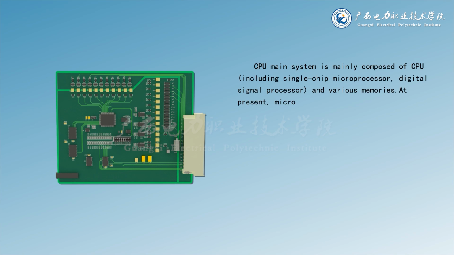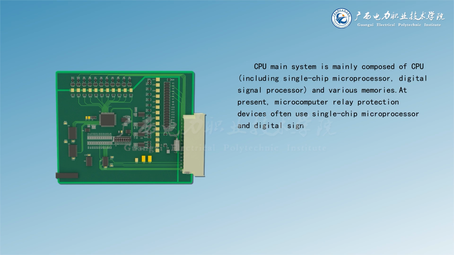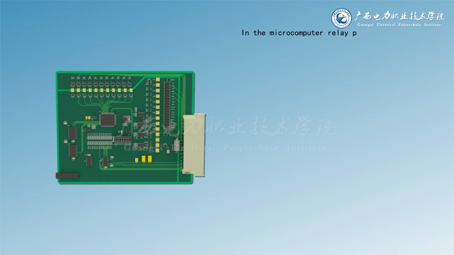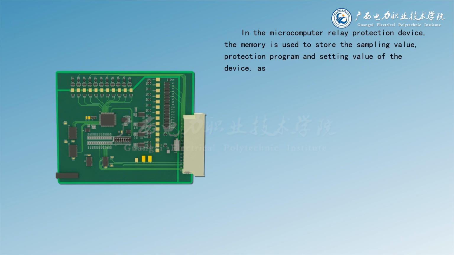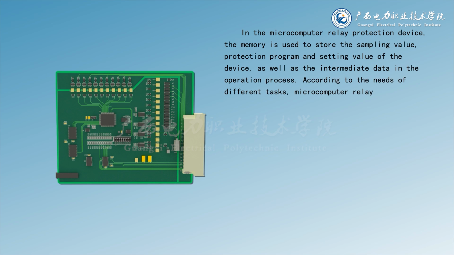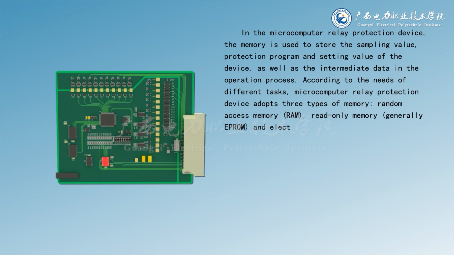At present, microcomputer relay protection devices often use single-chip microprocessor and digital signal processor at the same time. In the microcomputer relay protection device, the memory is used to store the sampling value, protection program and setting value of the device, as well as the intermediate data in the operation process. According to the needs of different tasks, microcomputer relay protection device adopts 3 types of memory: random access memory, read-only memory, and electrically erasable programmable read-only memory.